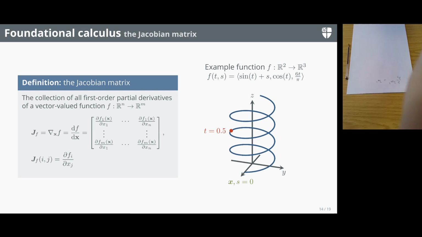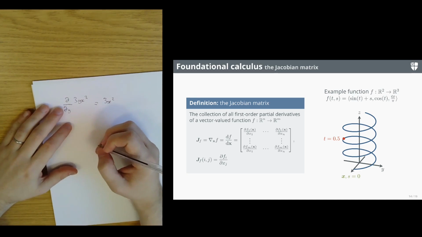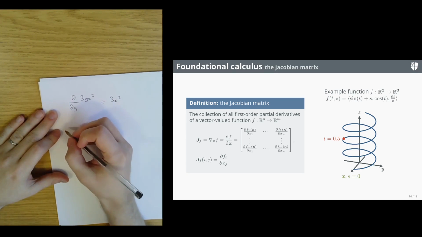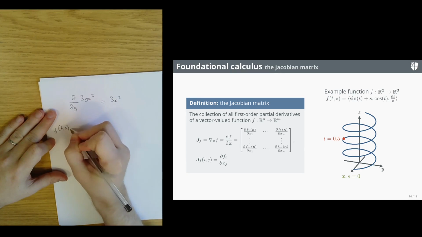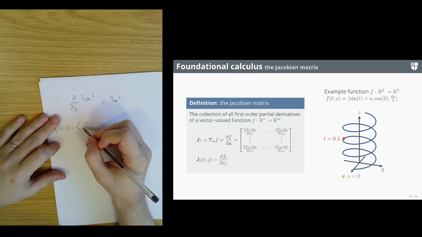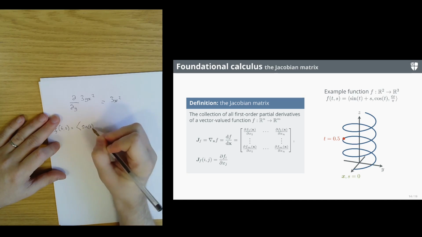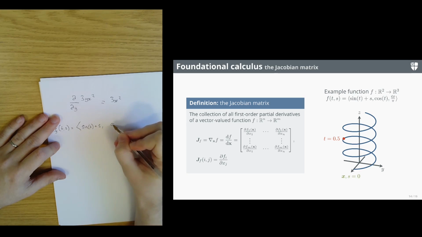So if I put this down here, I want the Jacobian of that function. I might as well just write out the function. So f of t and s equals, it's a vector valued function, so x is equal to sine of t plus s, we've got our translation in there, then y is equal to cosine of t, and then we're going to say z is equal to 6t over pi.